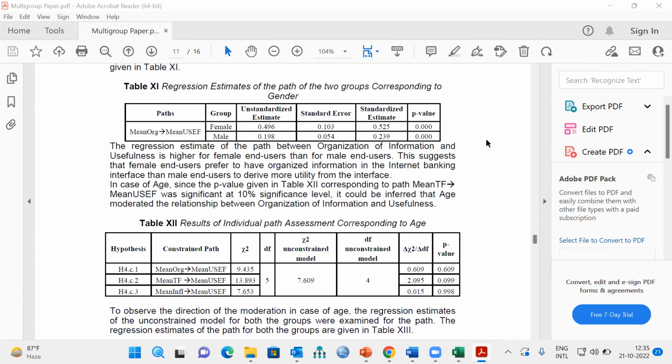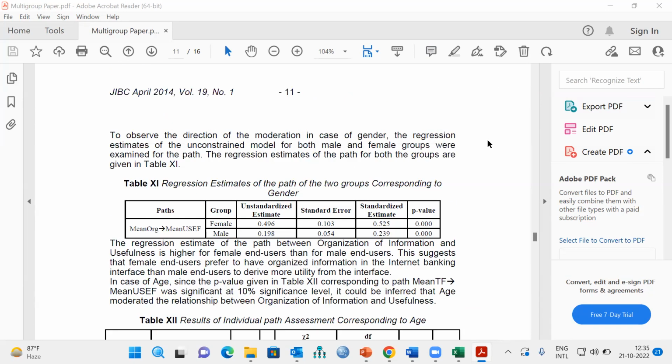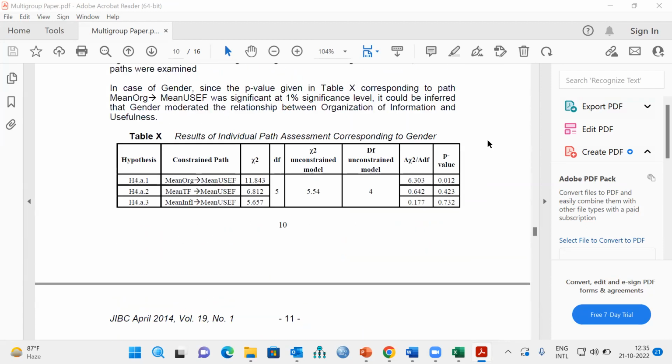It is only for two groups I have shown you, but it can be done for multiple groups also in a similar way. Along with male and female, you can have two or three age groups or two or three education levels, and you can check for that.